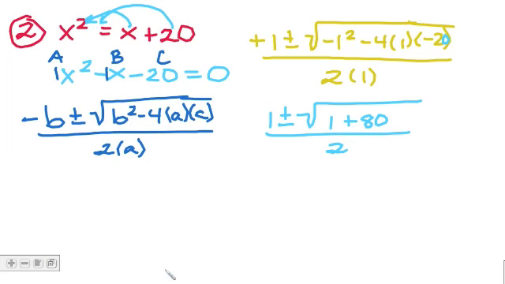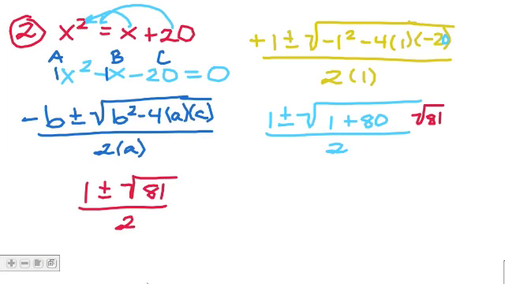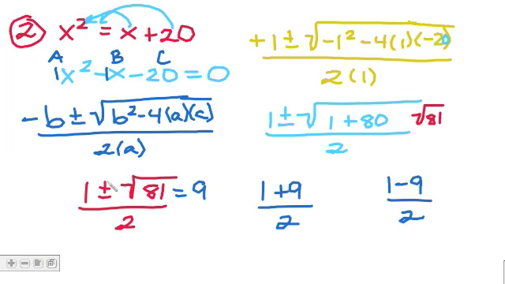Now, if you see right here, 1 plus 80 is going to give me the square root of 81. So I would get 1 plus or minus the square root of 81, divided by 2. All right, so now let's square root 81, which we all know equals 9. So I'm going to have 1 plus 9 divided by 2 and 1 take away 9 divided by 2, again because we need to split those two factors. So our final answer is going to be x equals 5 and x equals negative 4.